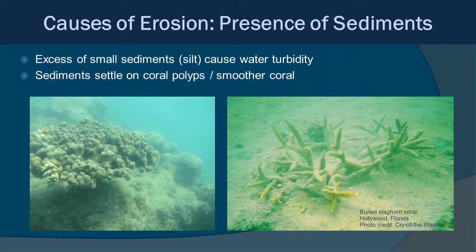And speaking of that, presence of sediments in general can cause problems as well. Excess small sediments and silt can cause water to be very turbid, which means light can't get down there. And sediments can actually settle directly on the coral and the polyps and smother them. So those are things that can happen as well.